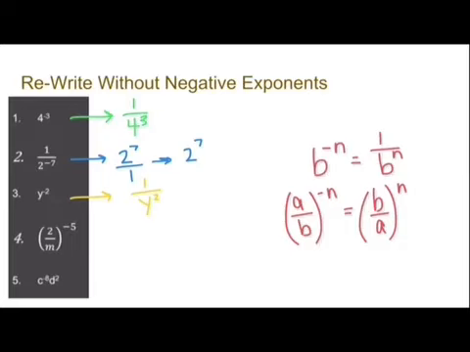For the fourth one here, we have the quantity of 2 over m to the negative 5th power, and that's going to change to be m over 2 to the 5th power to get rid of our negative exponent there. And then finally our last one there, c to the negative 8th power d squared. So for this one, our d squared is a positive power, and so we're not going to get rid of that, so that's going to still stay as d squared. But the c to the 8th power is now going to be in our denominator.